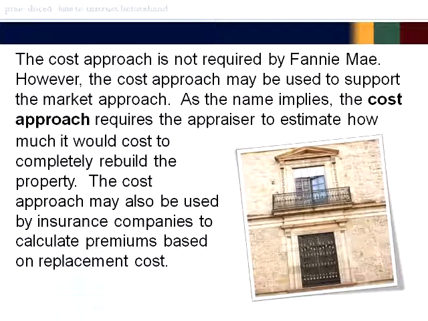The cost approach is not required by Fannie Mae. However, the cost approach may be used to support the market approach. As the name implies, the cost approach requires the appraiser to estimate how much it would cost to completely rebuild the property. The cost approach may also be used by insurance companies to calculate premiums based on the replacement cost.